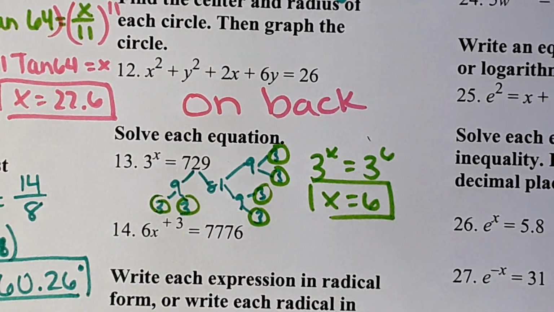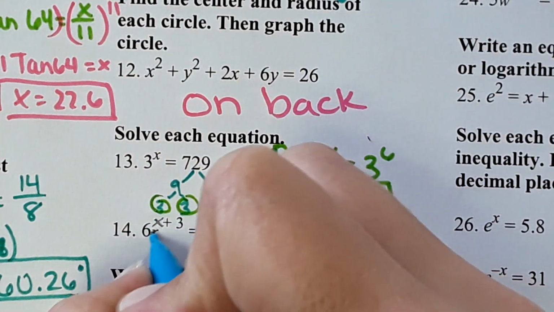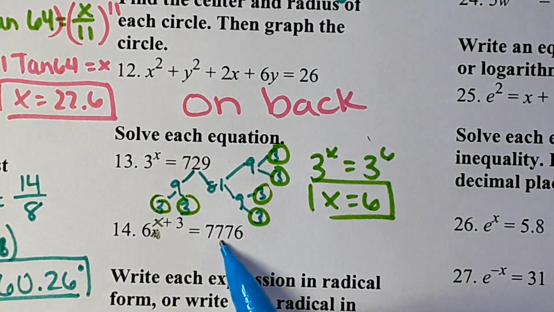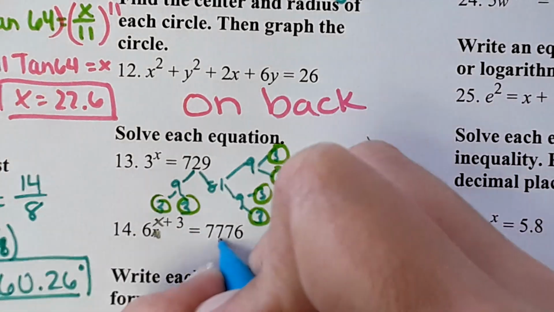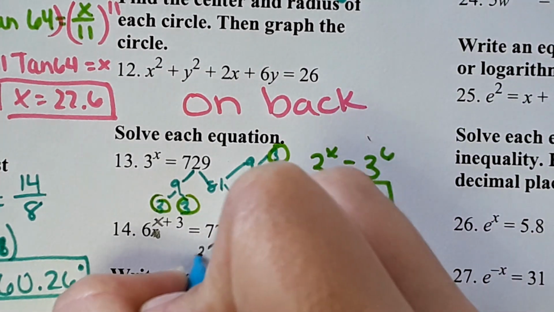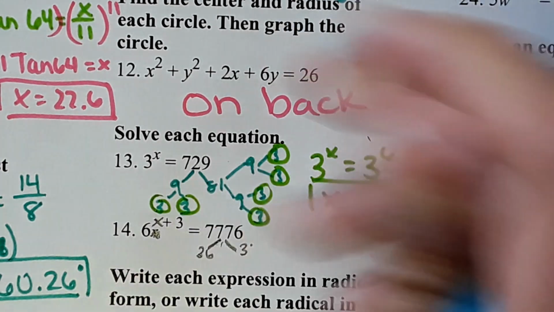For the next one, there is a small formatting issue here. This x should be up here. And so we're going to do the same thing. We're going to try to get down to base 6, and then we can set the exponents equal to each other. So 7,776, I divided by 36, and if you divide this by 36, you get 216.